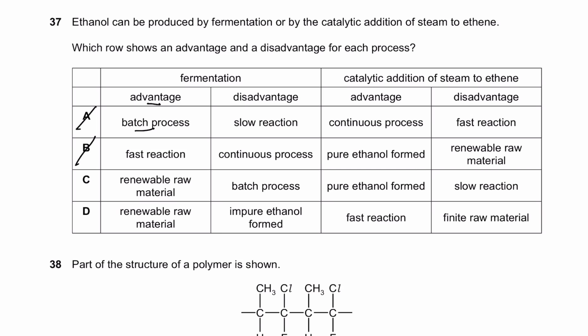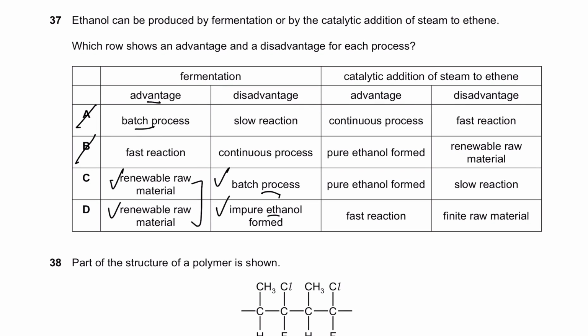C says renewable raw material. Yes, so these two are the advantages, because fermentation is done through glucose, and glucose is renewable. Disadvantage, again, it's a batch process, and it also gives you impure ethanol in the sense that you have diluted ethanol. बहुत कम होता है, it's like less than 15%. You have to perform fractional distillation. So both these are correct.